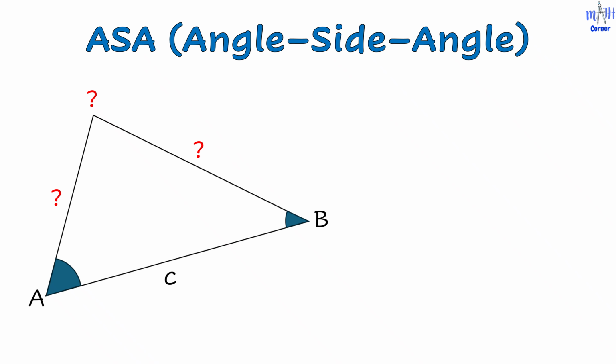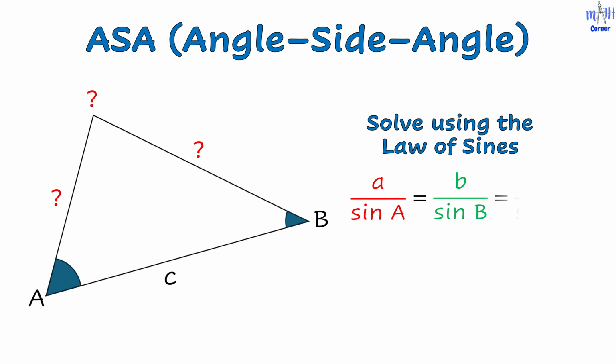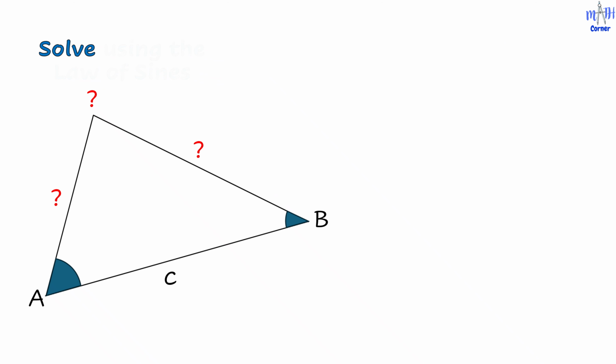What if you could solve ASA triangles in fewer steps? In this video, we will discuss how to solve ASA triangles using the law of sines. Let us begin. Let's solve the triangle. A equals 50 degrees, B equals 60 degrees, and side C equals 10 units.